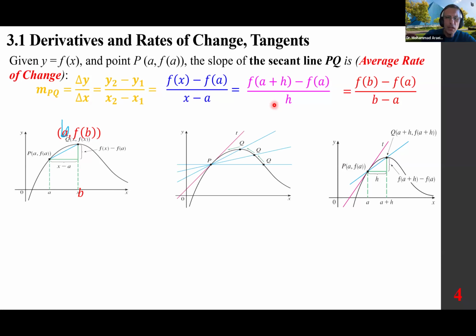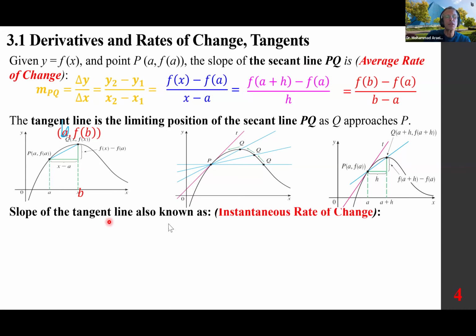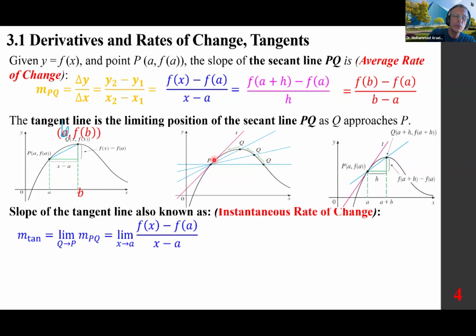Now, if we take a look at this one, you have all these blue lines known as secant lines. And we have this red line as the tangent line because there's 1 point where it crosses the function. The tangent line is the limiting position of the secant line PQ as Q approaches P. So as Q gets closer and closer to P, it gives rise to this line known as a tangent line. And we can write now the slope of a tangent line, also known as instantaneous rate of change, as m of tangent line, which is the limit of m of PQ, this line PQ, as Q approaches P.